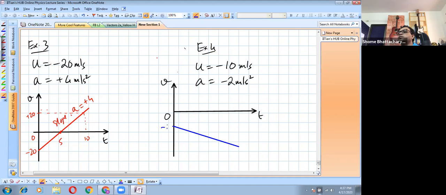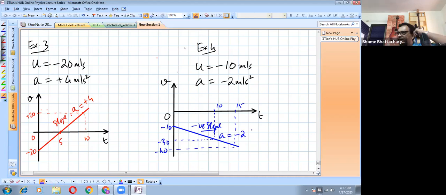Starting from a value of minus 10, and let's say by the time it's 10 seconds, for example, it would have become minus 10 minus 2 into 10. So it would have become minus 30. Similarly, by the time it's gone to 15 seconds, this would have become minus 10 minus 30. So it would have become minus 40. So like this, it has a negative slope, which is the value of acceleration, which is minus 2.